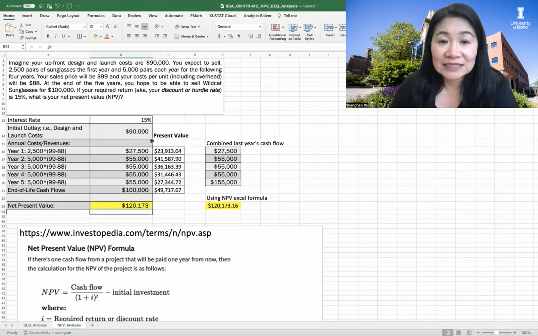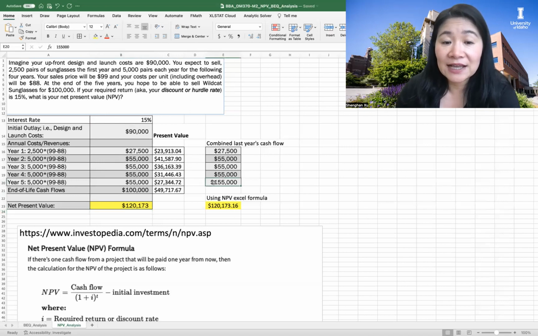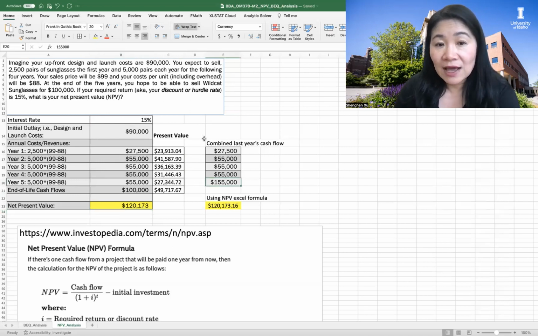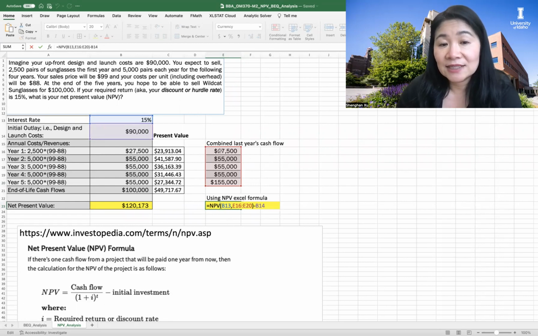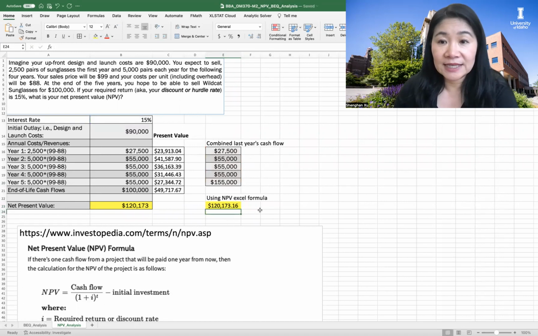I went through a detailed calculation there. Excel actually has a function called NPV. Because in the last year, the fifth year, we have two cash flows, I combined them here. So I have the combined last-year cash flow in this stream, and I can use the NPV function. You take NPV equal to the NPV function, and B13 is the expected return or interest rate. Then take this cash flow and subtract the initial capital outlay, and that gives you the same answer.